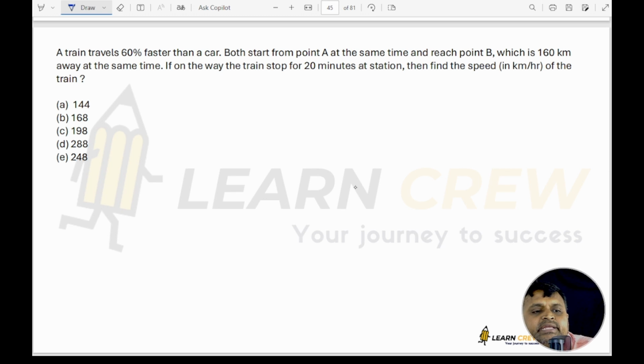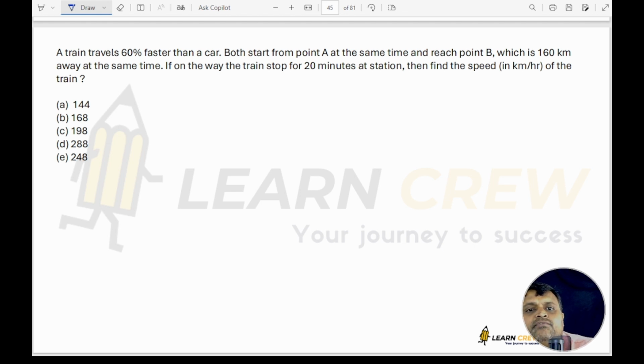Next, a train travels 60% faster than a car. Both start from point A at the same time and reach point B, which is 160 kilometers away, at the same time. If on the way the train stopped for 20 minutes at a station, then the speed of the train is how much?